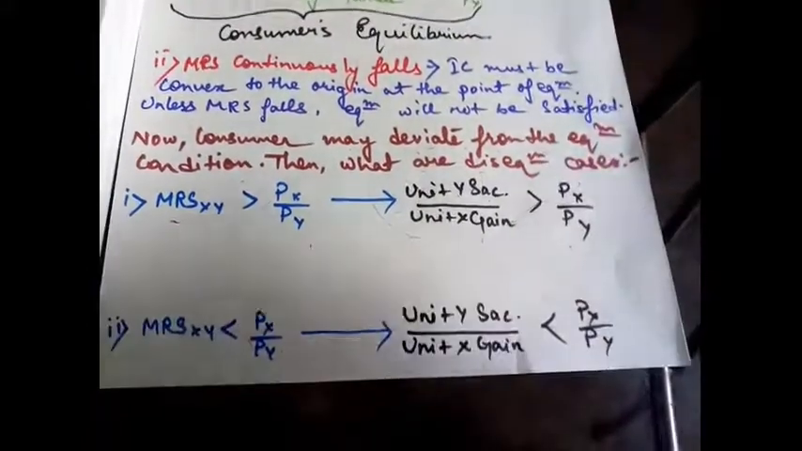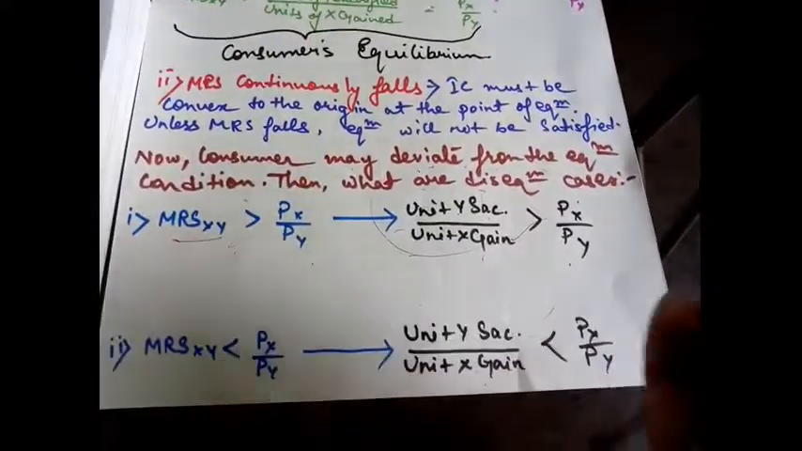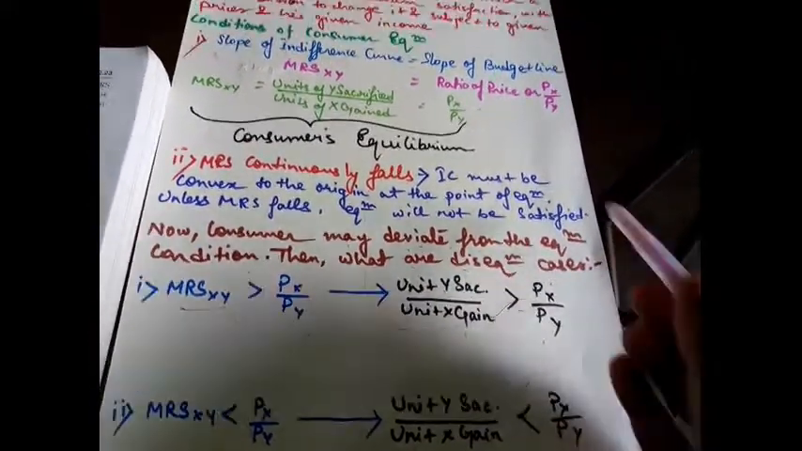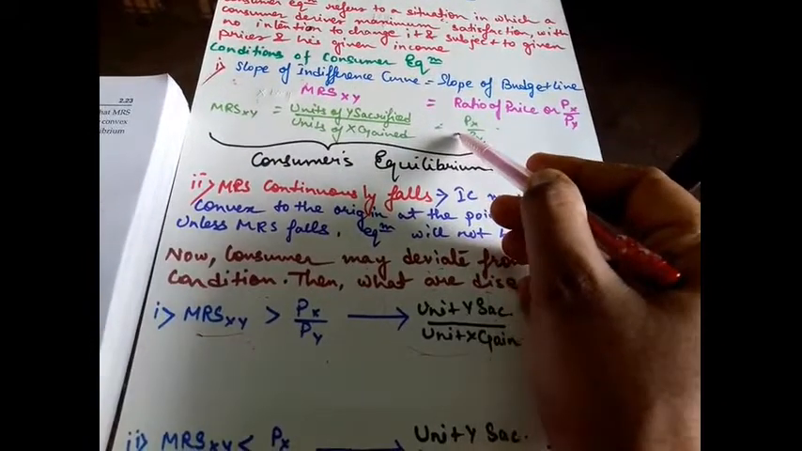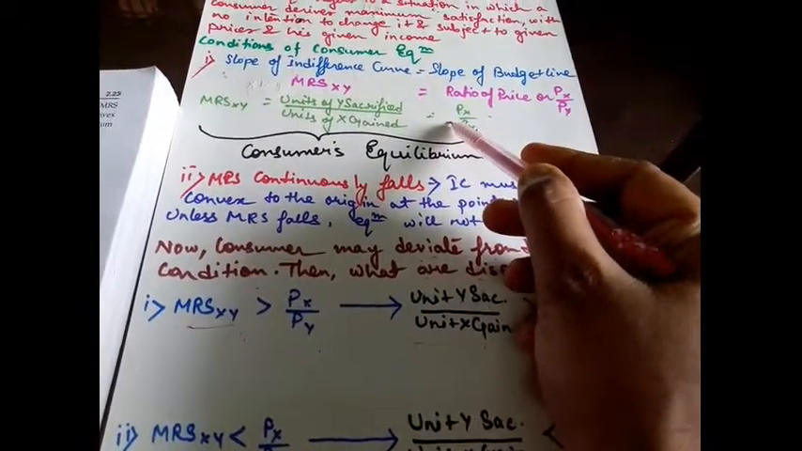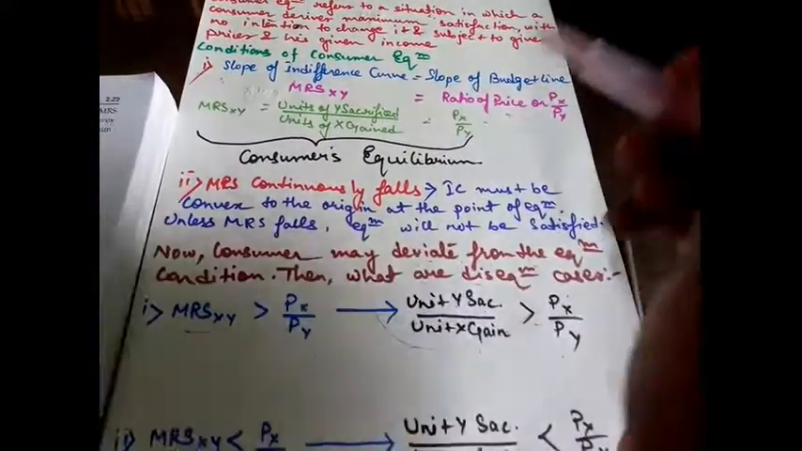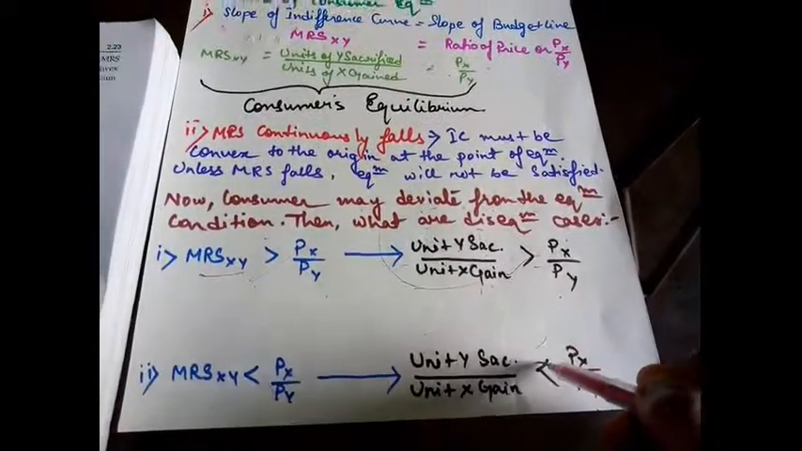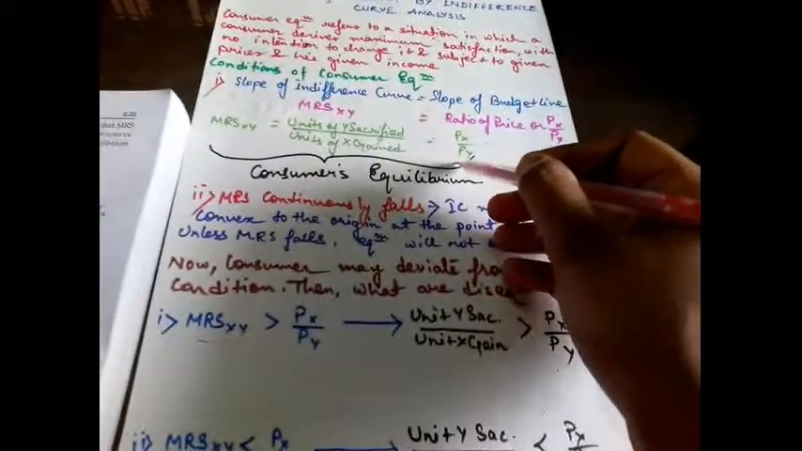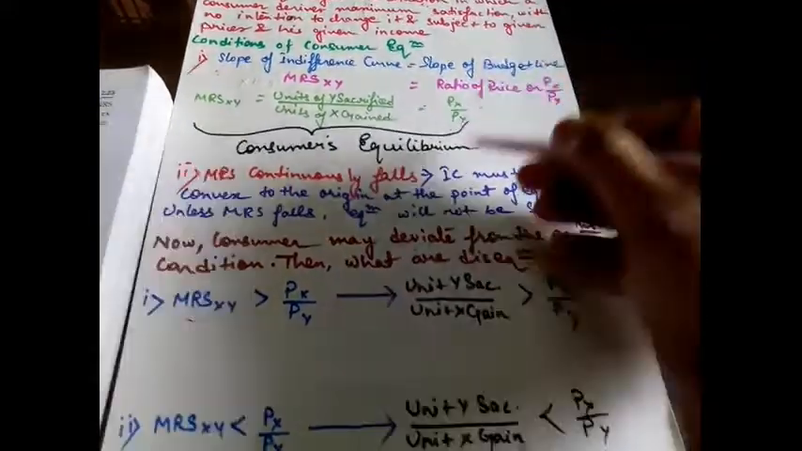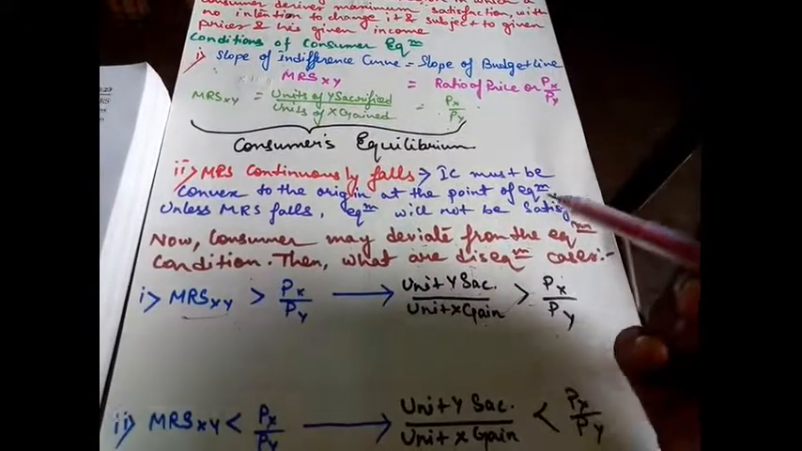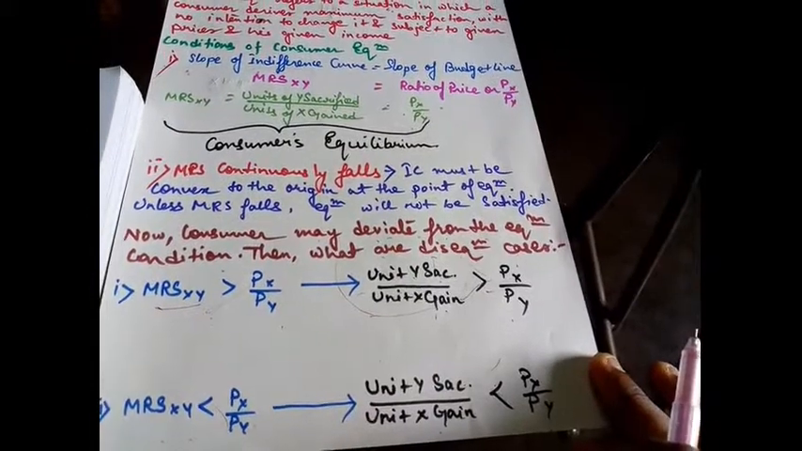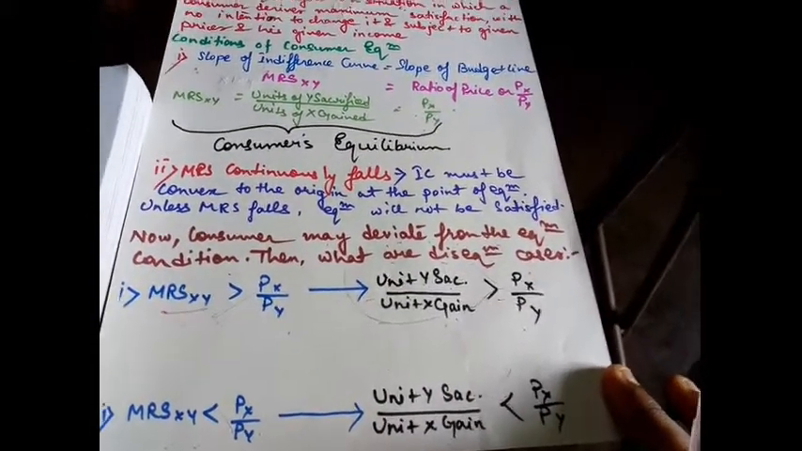Now, what is your duty? What is the consumer's duty? The consumer's duty is to go back to this equilibrium condition, to make MRS of XY equal to PX by PY. The consumer anyhow has to return back from this disequilibrium situation to the equilibrium situation. Now the question comes, how will the consumer move to the equilibrium situation from the disequilibrium situation? How? Let's see.